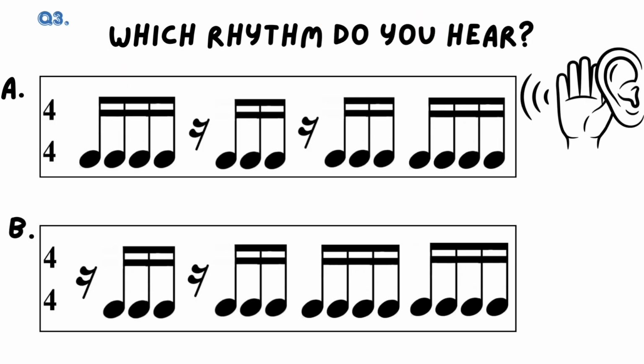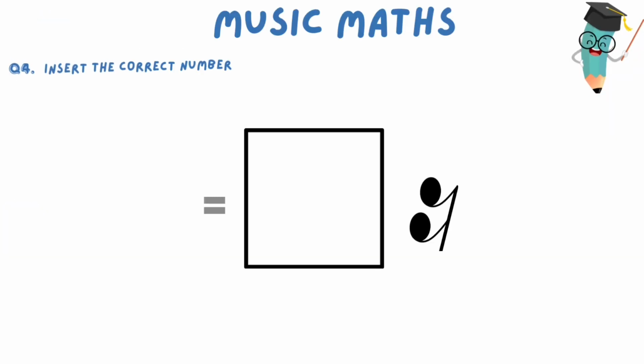Right, we have a listening question. Are you ready? Pulse. 1, 2, 3, 4. 1, 2, 3, 4. I played that twice. What do you think it is? Think about it. Answer coming up. 3, 2, 1. That was definitely B because there was rests at the beginning of each section.